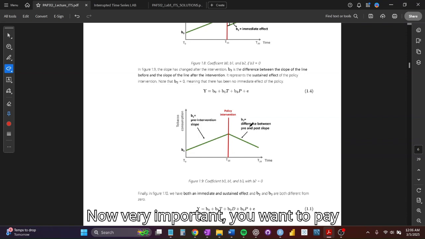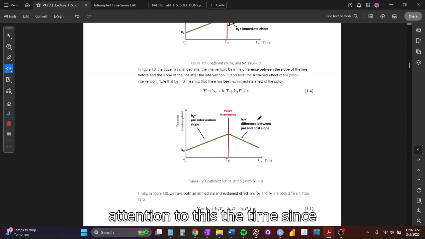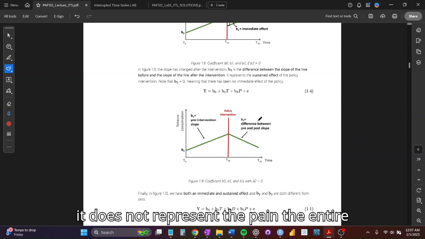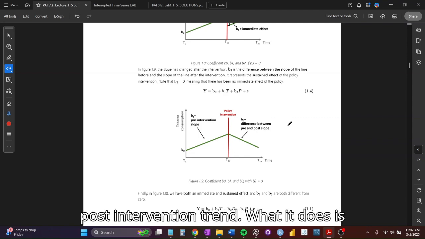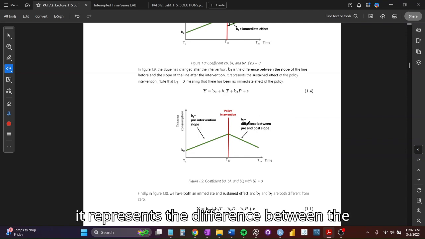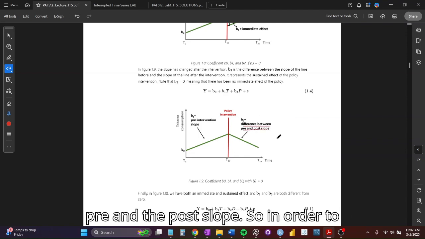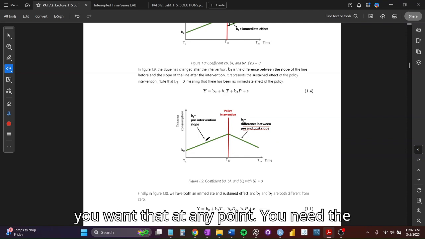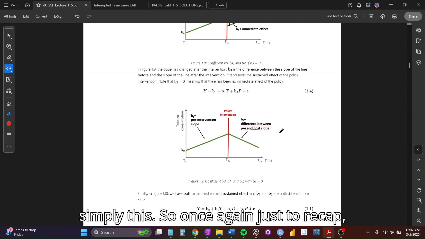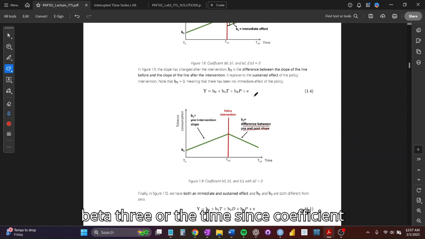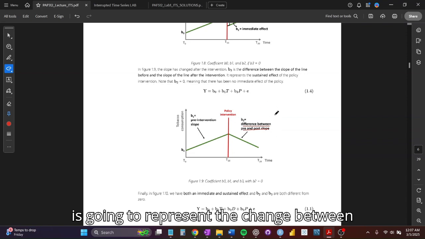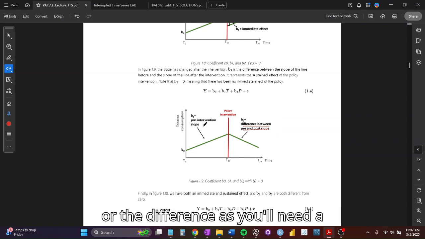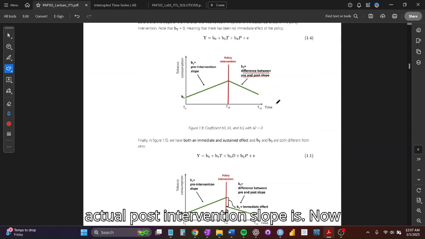Now, very important, you want to pay attention to this. The time since coefficient, when we look at our tables, does not represent the entire post-intervention trend. What it does is represent the difference between the pre and the post slope. So in order to get the actual post-intervention trend, if you want that at any point, you need the combination of these two. It is not simply this. So once again, just to recap, beta 3, or the time since coefficient, is going to represent the change between the pre-intervention and the post slope, or the difference. And so you'll need a combination of those to see what the actual post-intervention slope is.